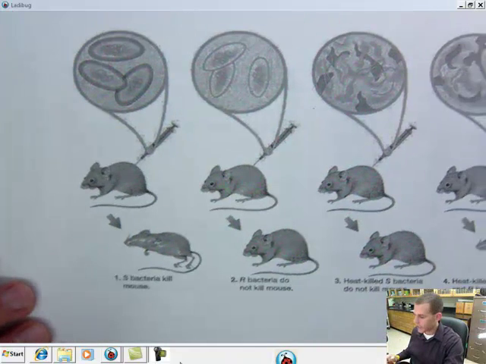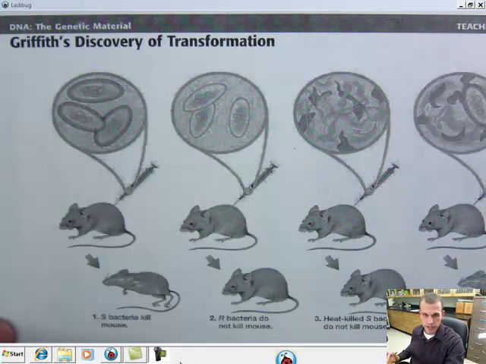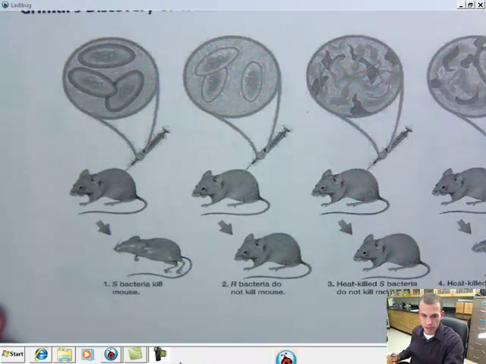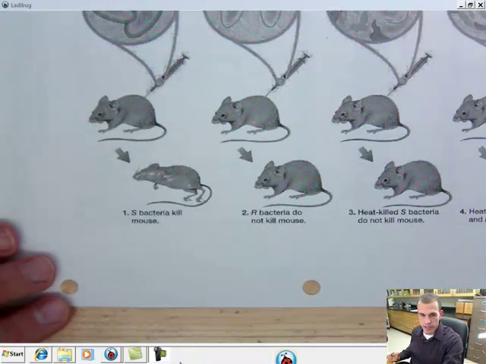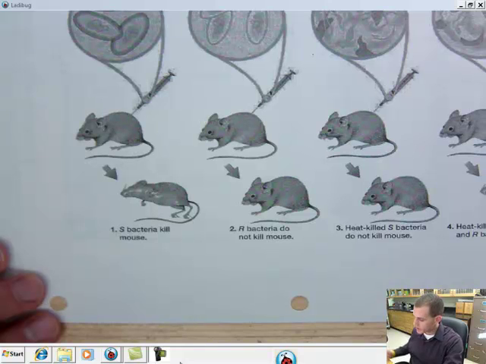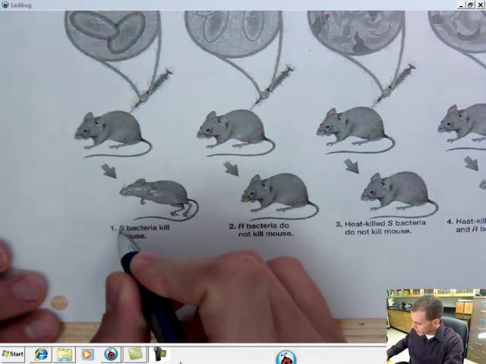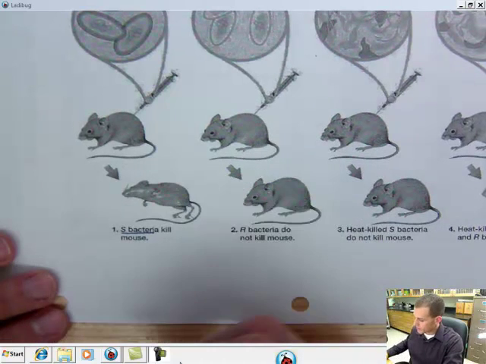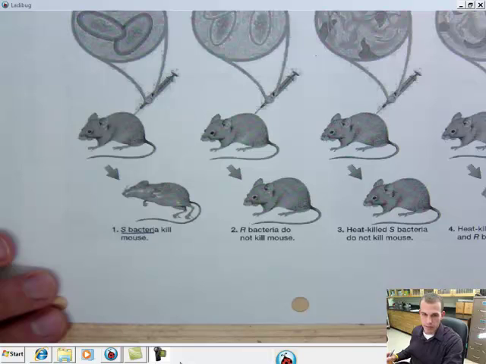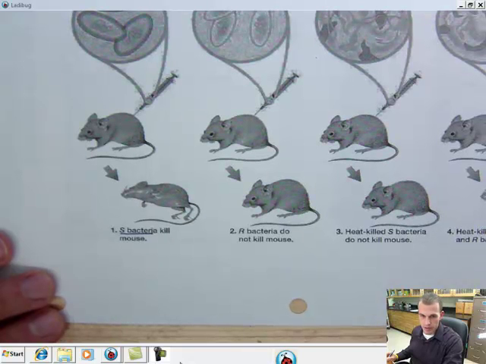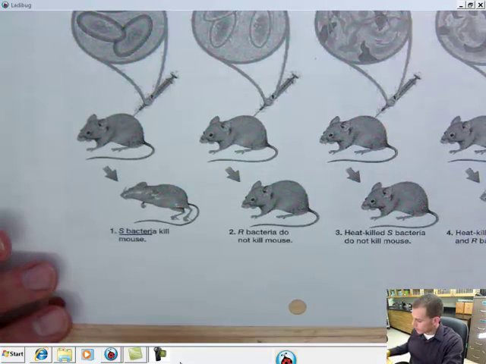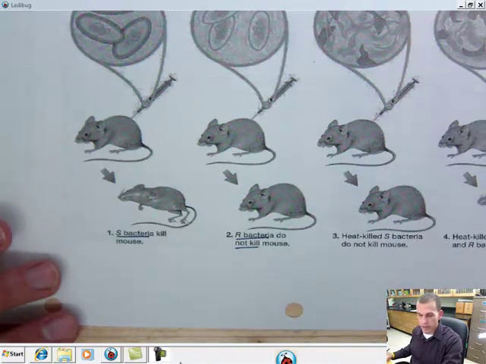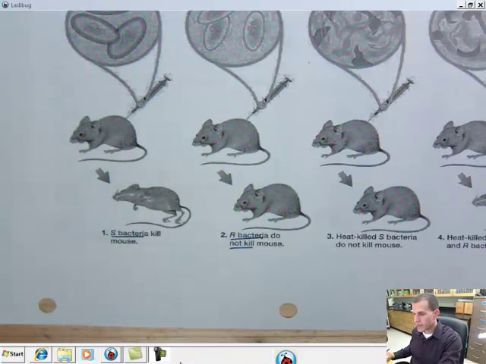As you can see here, we're looking at Griffith's discovery of transformation, and this is when he was working with the mice and the different types of bacteria. In his first step, what he looked at was the S bacteria, and notice that the S bacteria killed the mouse. So he injected the mouse with the S bacteria, and that bacteria killed the mouse. In the second one, he treated with what he referred to as the R bacteria, and it did not kill the mouse.